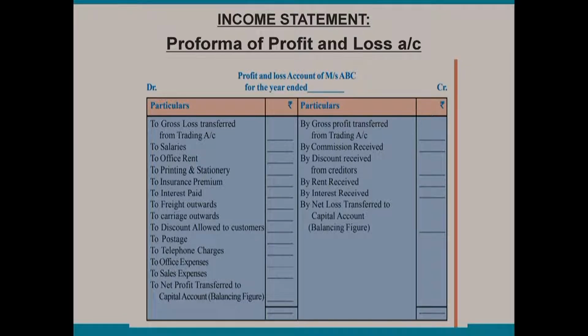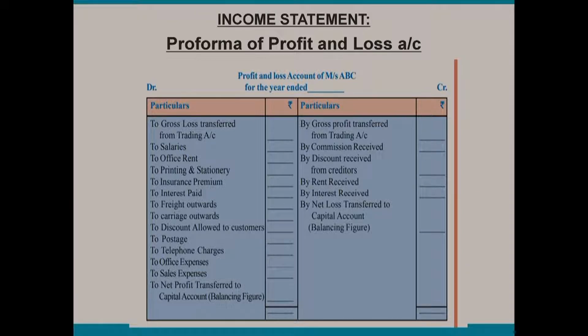So if you have paid the salaries to the office staff, you have paid office rent, you have paid printing and stationery expenses, insurance premium, freight outwards, carriage outwards, discount allowed, postage, telephone charges, office expenses, sales expenses, these all expenses would be mentioned here.